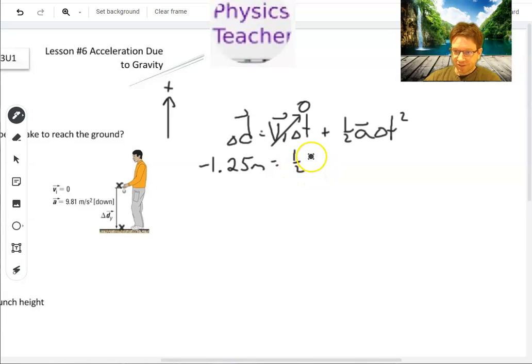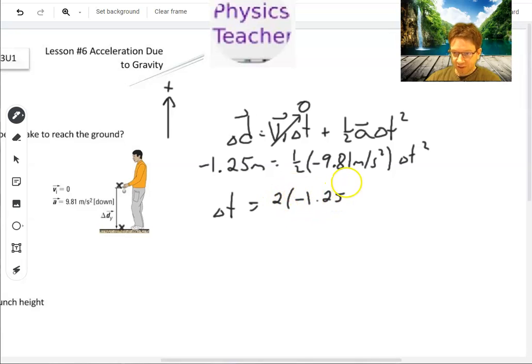And that equals 1/2 times acceleration, which is also down. So that would be negative 9.81 times time squared. And you can rearrange for time. So multiply both sides of the equation by 2. And then divide both sides by negative 9.81. And you'll get 2 times minus 1.25 divided by negative 9.81. Forgot my units here. And that equals time squared.